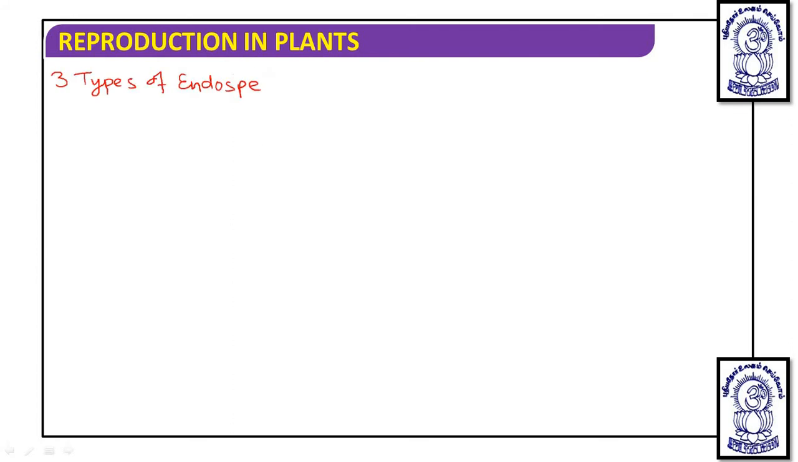And these three types of endosperm are formed based on their mode of formation: nuclear endosperm, cellular endosperm, and halobial endosperm. In this, we are going to talk about the first type, that is nuclear endosperm.